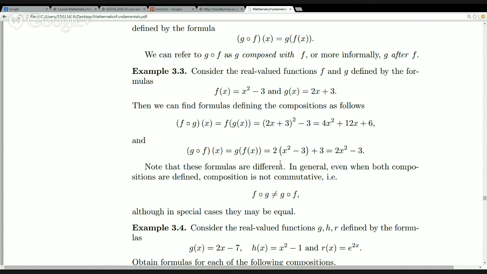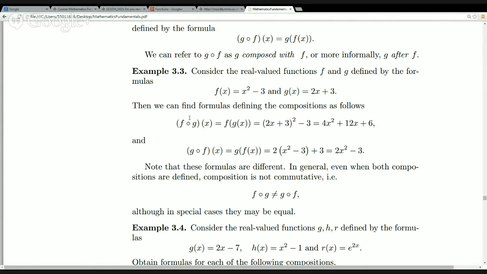Well, we can compose them in two different ways. You can do f after g or g after f, okay? Because in both cases, these are functions going from the real numbers to the real numbers. So the domains and codomains are all the same set, the set of real numbers. So you can compose them in either order.